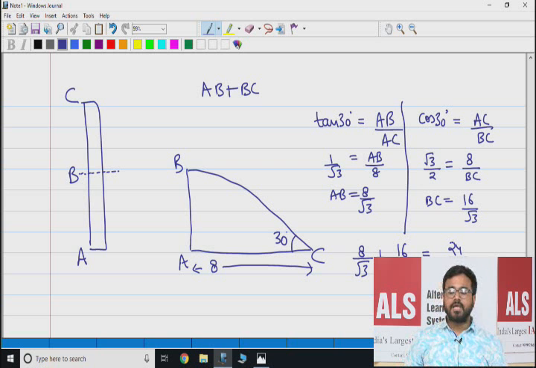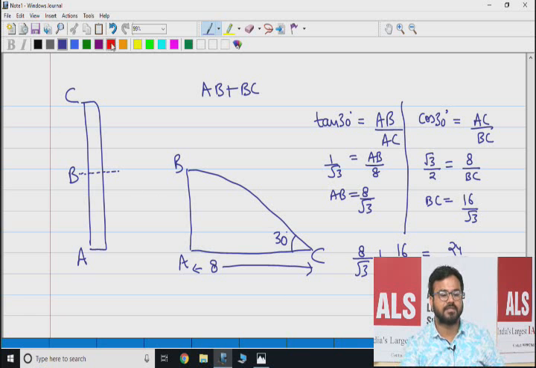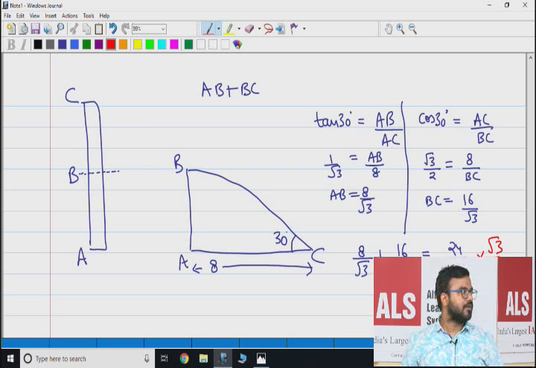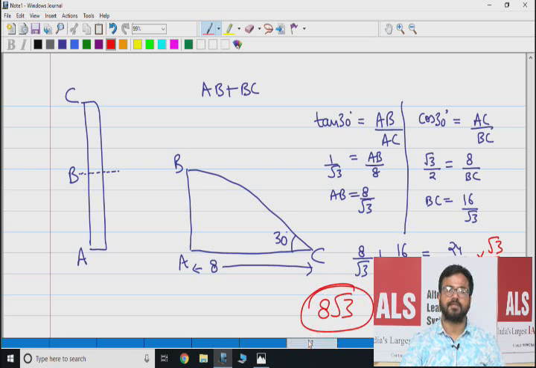Now, here in the denominator, in the 9th class you have studied about rationalization. The denominator has to be rational, and root 3 is an irrational number. So we will rationalize this one. Rationalizing means we will multiply and divide by root 3, right? So here it will become 24 root 3 over 3. So 24 root 3 over 3. So this 3, 8 times 24 will cancel. So 8 root 3 will be the answer.